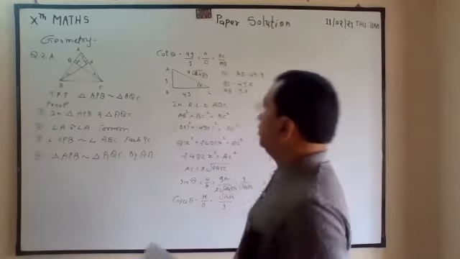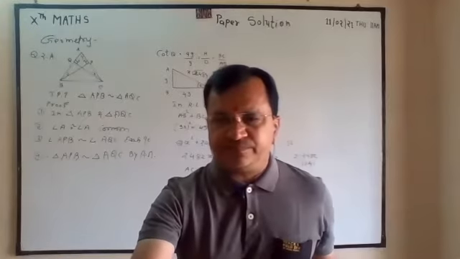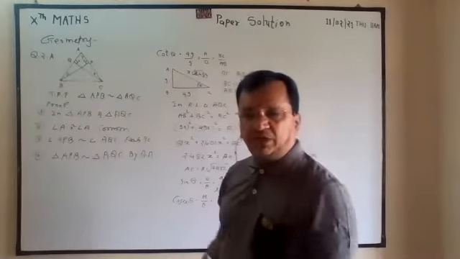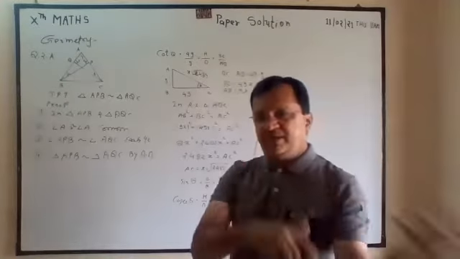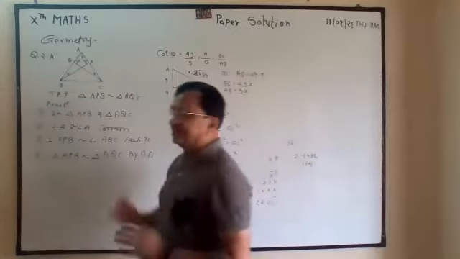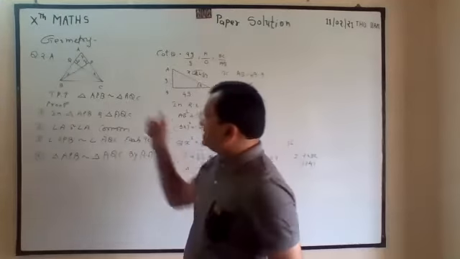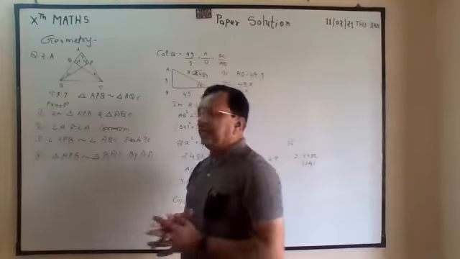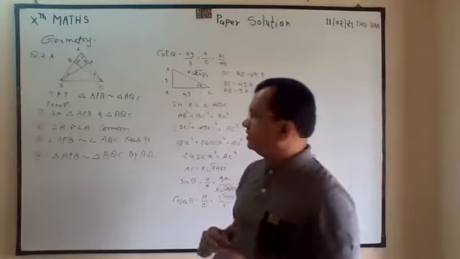Thank you, beta. Okay, now come to geometry. Question number two, because the first question, A and B, we completed yesterday in the previous lecture. ABC triangle is given. AP is perpendicular to AC. CQ is perpendicular on AB. We have to prove triangle APC is similar to triangle AQC.